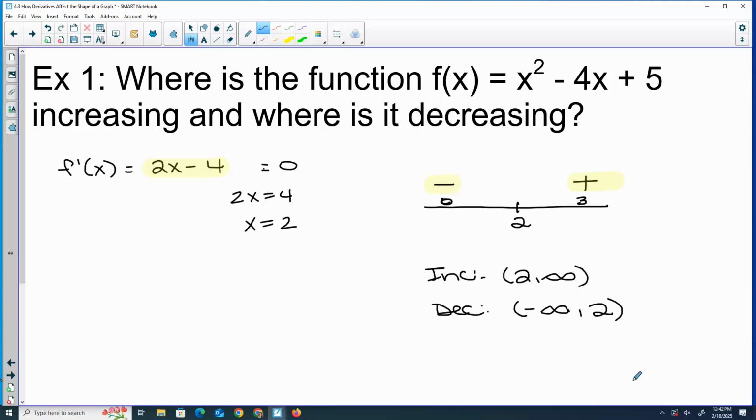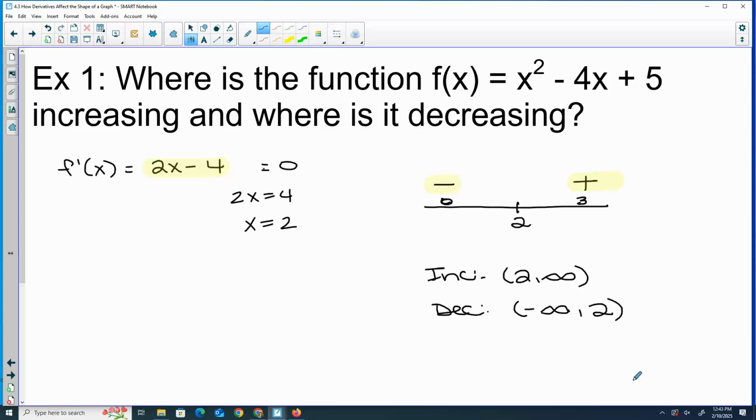Yes, you'll still have critical points to look at, but when you're testing your critical points, you might get 2 positives in a row or 2 negatives in a row. So don't just get the first one and assume they're always going to alternate. They won't.